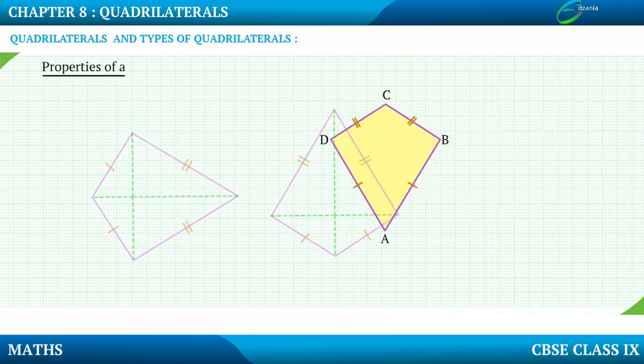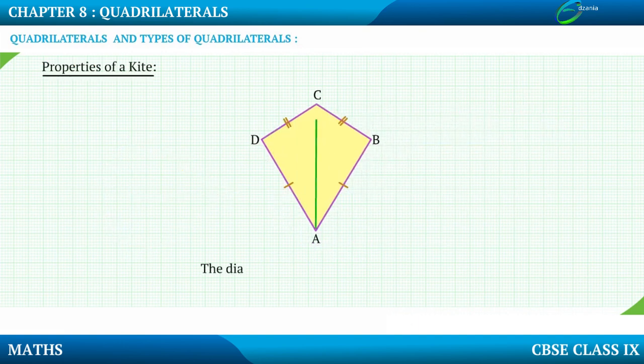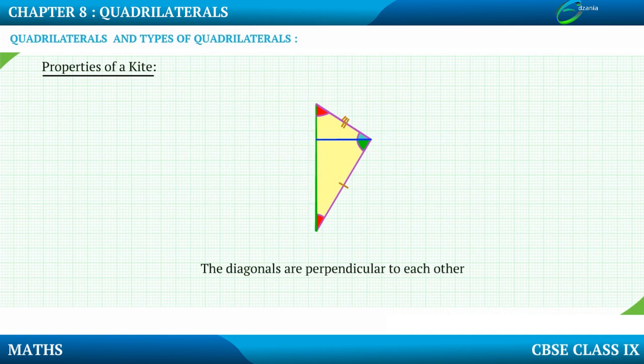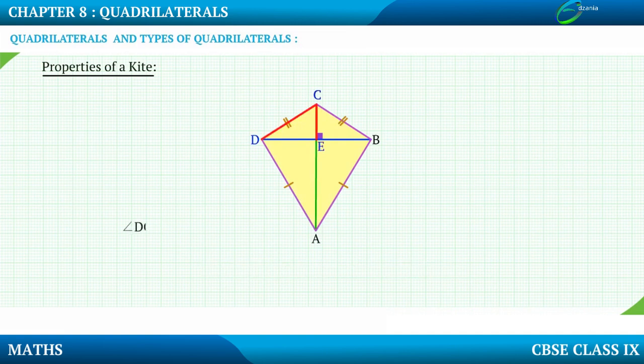Let us learn the properties of a kite. The diagonals are perpendicular to each other. By folding the kite along the larger diagonal, the two triangles overlap each other. So we can call them congruent triangles. Angle DCE is equal to angle BCE. Angle DAE is equal to angle BAE. So the larger diagonal is bisecting the apex angles.